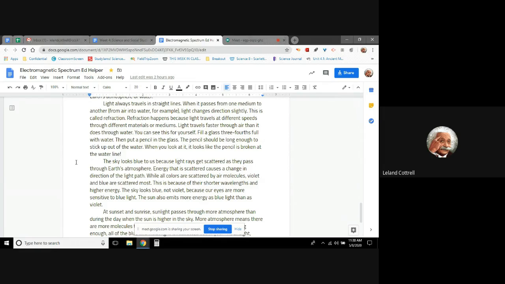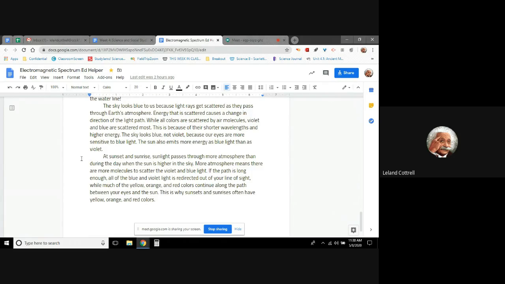The sky looks blue to us because light rays get scattered as they pass through Earth's atmosphere. Energy that is scattered causes a change in direction of the light path. While all colors are scattered by air molecules, violet and blue are scattered most. This is because of their shorter wavelengths and higher energy. The sky looks blue, not violet, because our eyes are more sensitive to blue light. The sun also emits more energy as blue light than as violet.